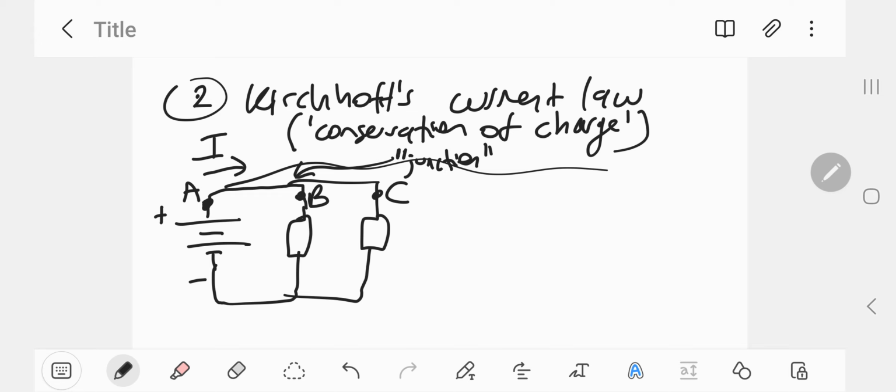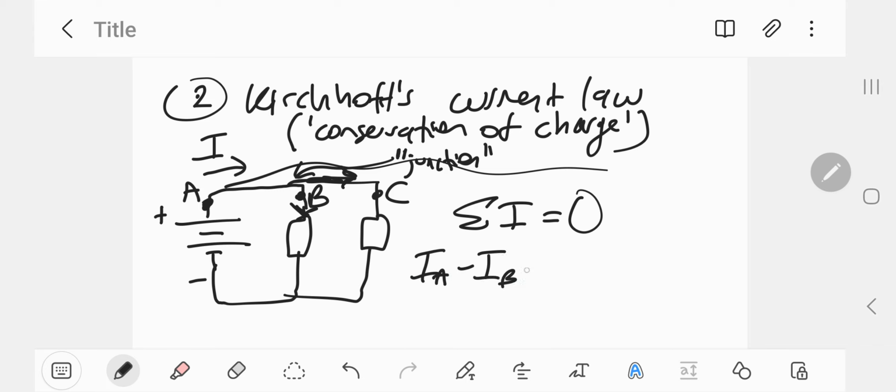And since charge doesn't accumulate or build up in junctions, and it's not used up, you've got the same amount of current flowing through in this direction and this direction. In other words, the sum of currents flowing around the circuit is 0. The current going through point A minus current through point B minus current through point C has to be 0.